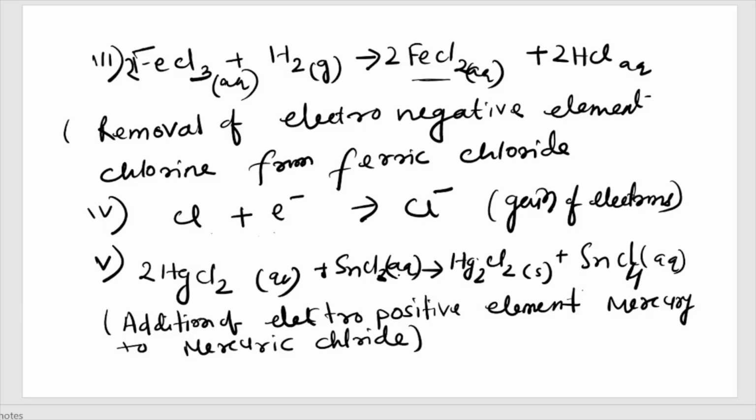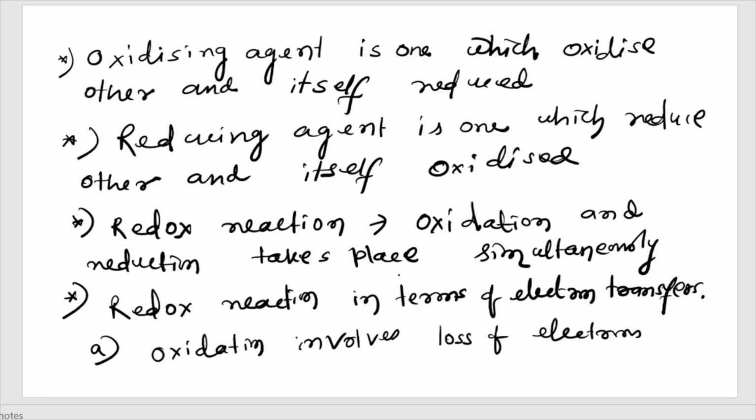So you can observe here addition of electropositive element, that is mercury. And other terms you can find: oxidizing agent. Oxidizing agent is one which oxidizes other, helping to oxidize other, and itself is reduced. Itself reduced means here reduction takes place. Then it should follow the different term condition of reduction.